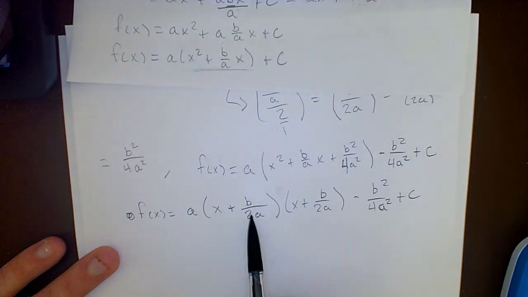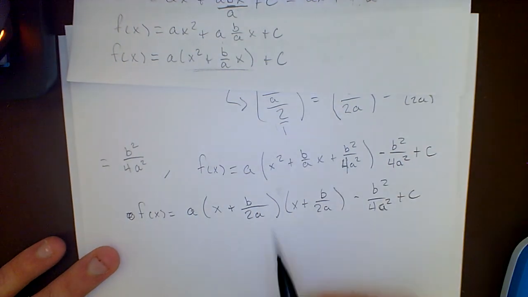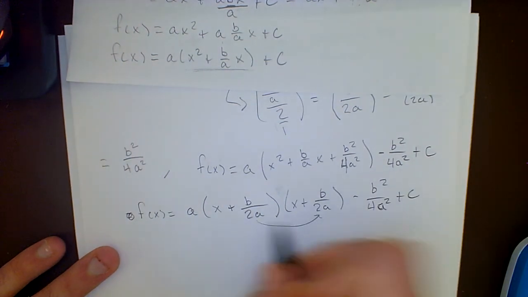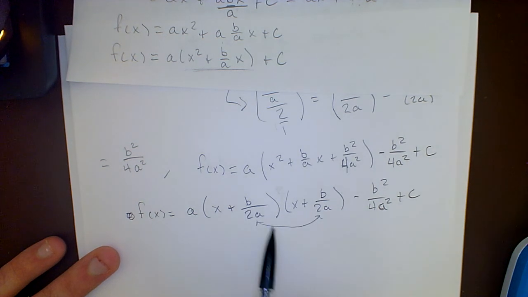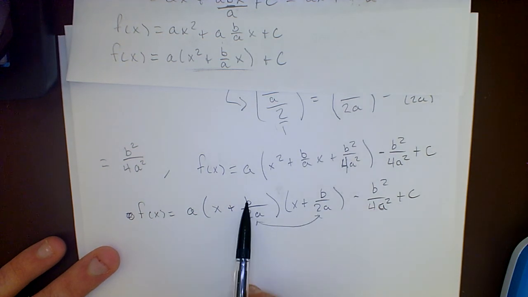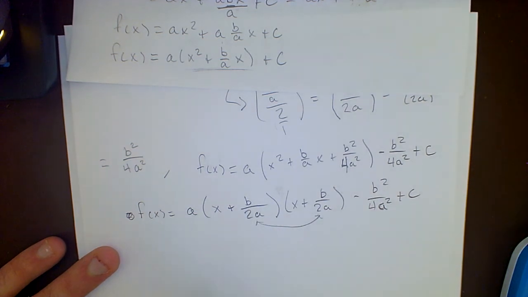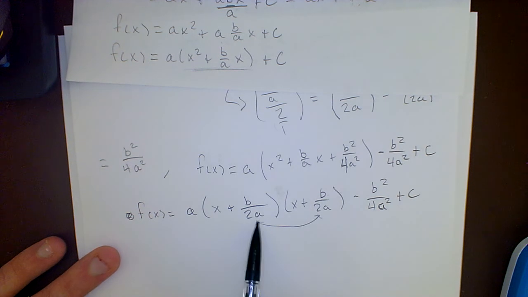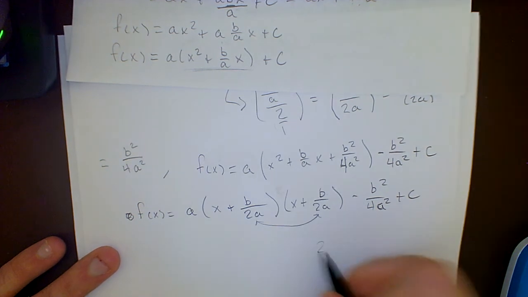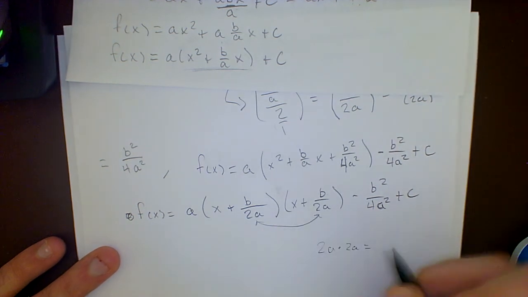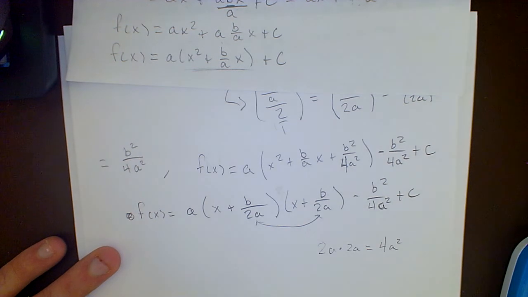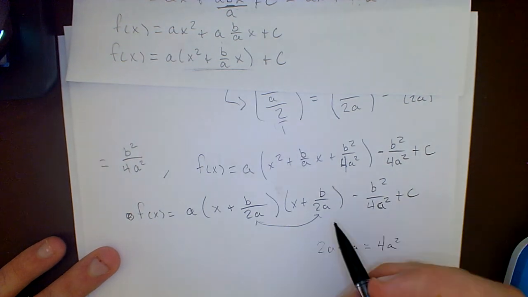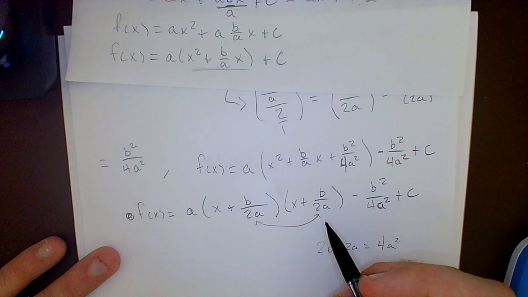So now if I multiply these two for the last term, you get the numerators multiplied by each other and then the denominators multiplied by each other. So it's b times b, which is b squared, and 2 times 2, which is 4, right? 2a times 2a is equal to 4a squared. So it works out perfectly, right?